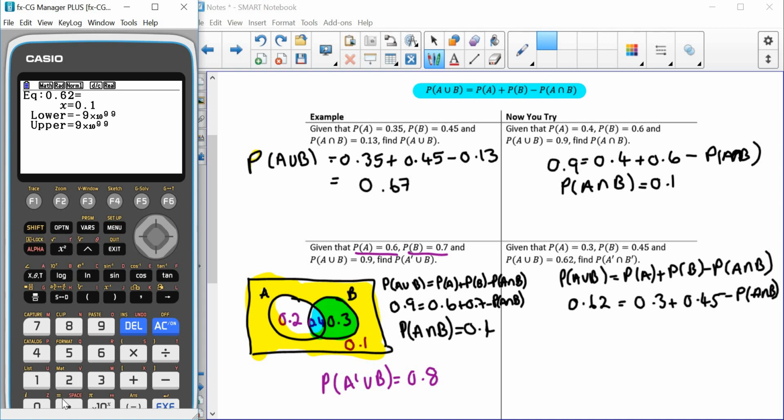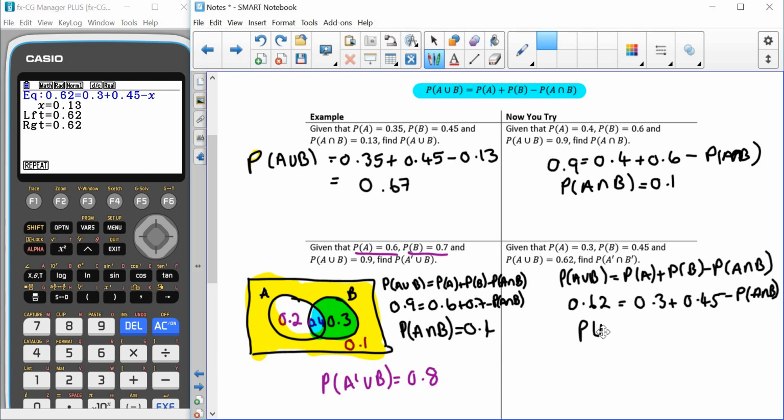Equals, shift and then the decimal point, 0.3 plus 0.45 minus, and then we can use our x theta t button to find our probability of A and B. Execute, execute, there we go, and the probability of A and B is 0.13.